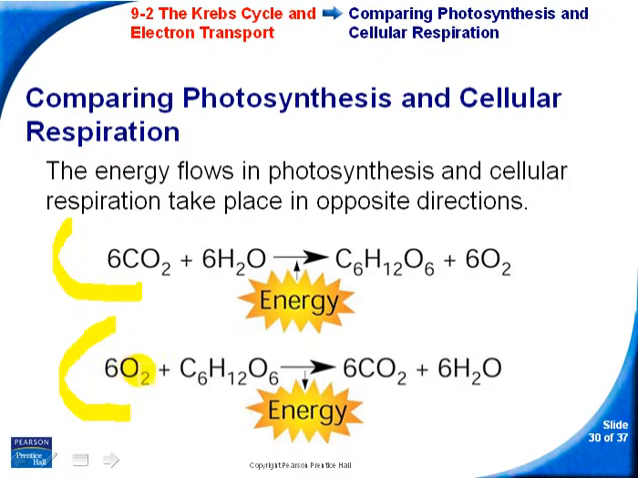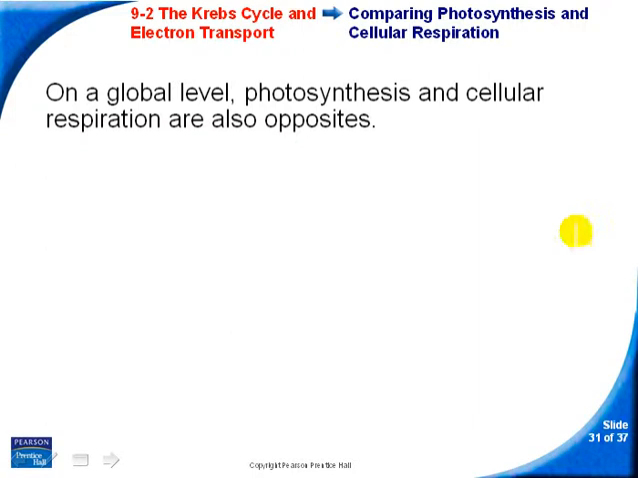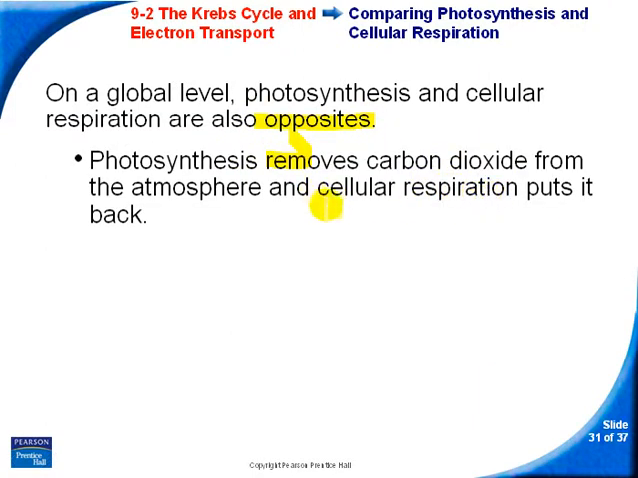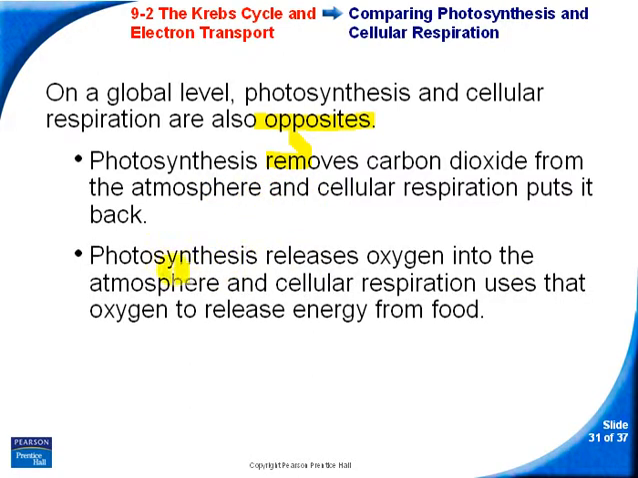You end up using 6 O2 and the glucose molecule. You get out of it energy in the form of ATP, 36 ATP, and you end up with 6 carbon dioxide and 6 water as a waste product, which you saw in the processes of the electron transport chain and the Krebs cycle earlier. So photosynthesis and cellular respiration are opposites. Photosynthesis removes carbon dioxide, cellular respiration puts it back. Photosynthesis releases oxygen, whereas cellular respiration uses oxygen.